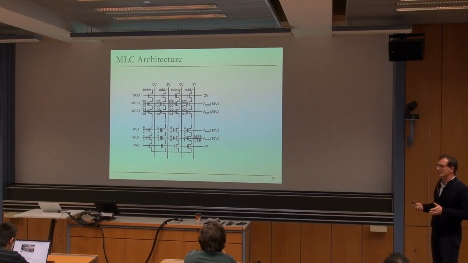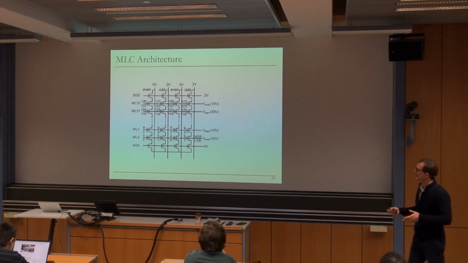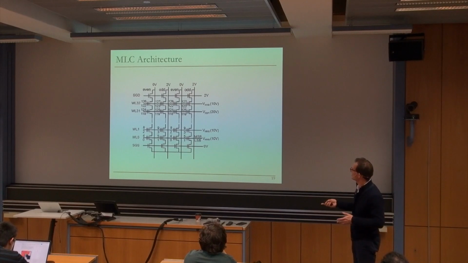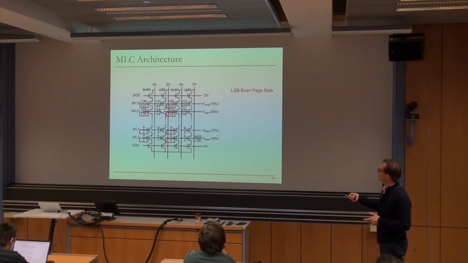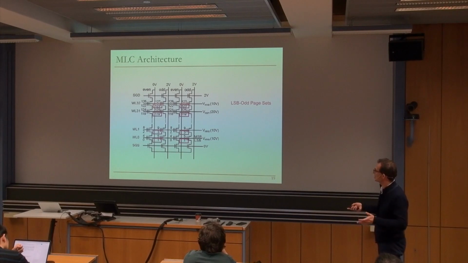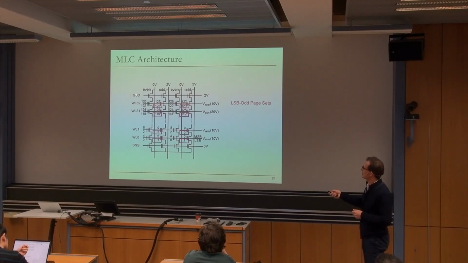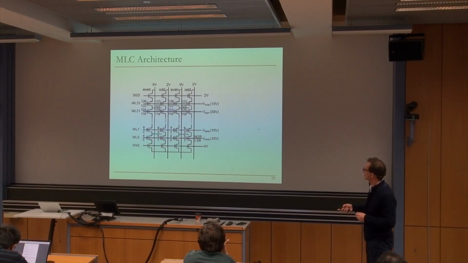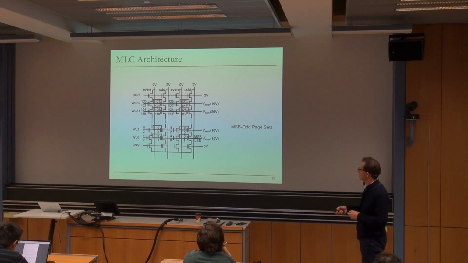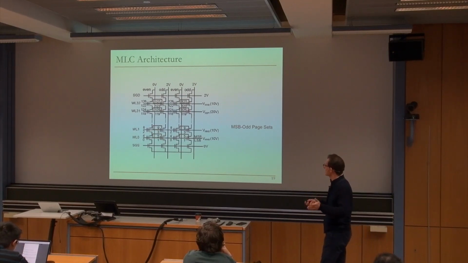Okay, so if you look at multi-level cell architecture, it actually looks like this. I'm not going to go through this in detail, but basically, you have these LSB even page sets. You can see them over here. And then you actually have LSB odd page sets. These are least significant bit. You have this separation between odd and even pages. And then you have most significant bits over here, even and odd. But you can read the papers for more detail. It's nothing different from what I just described.